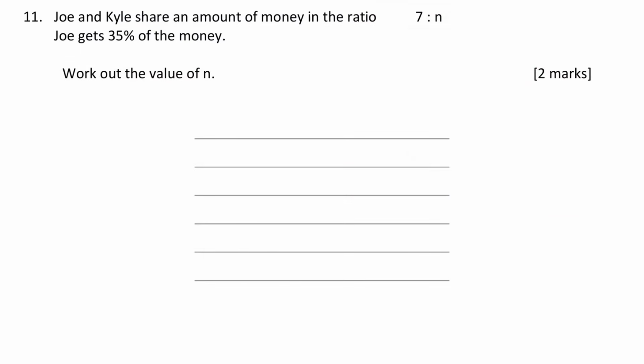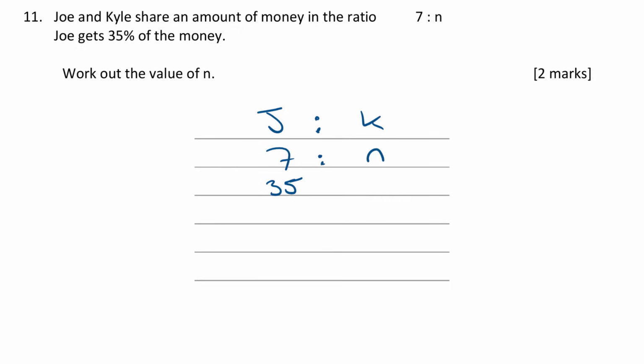Question 11. Joe and Kyle share an amount of money in the ratio 7 to n. Joe gets 35% of the money. Work out the value of n. Okay, so we know that Joe to Kyle is in the ratio of 7 to n. Now, Joe gets 35% of the money.